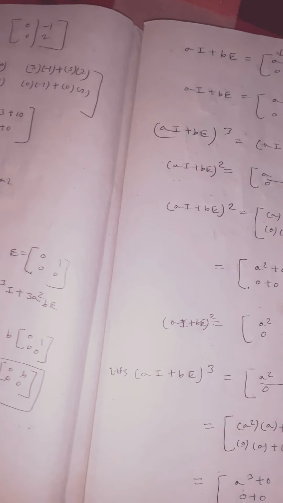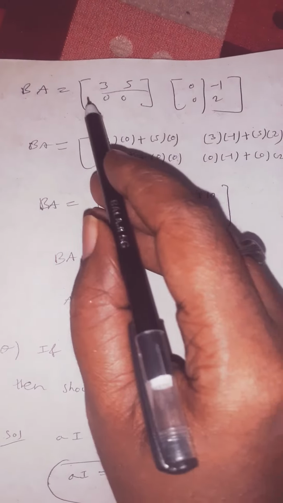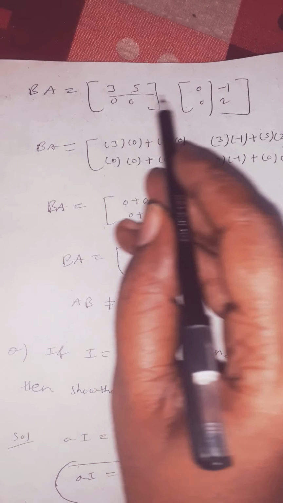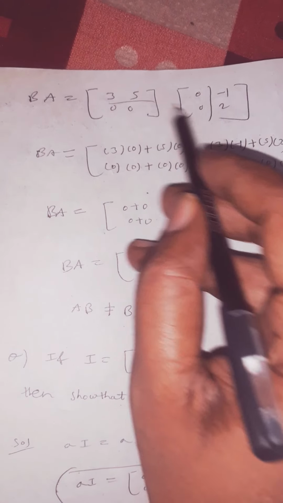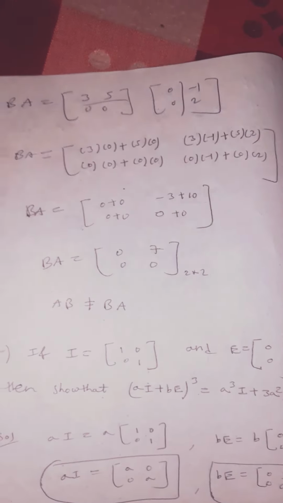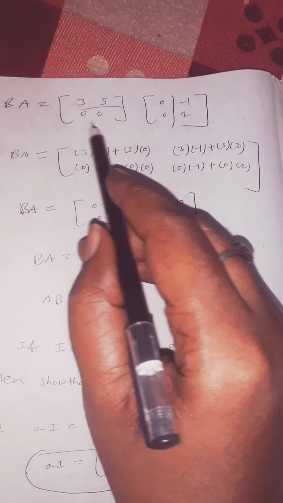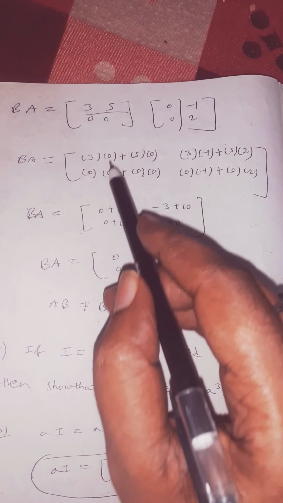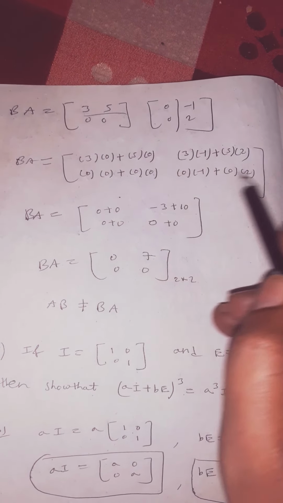But we have to check for BA also. So BA means take reverse. So here, row with column: first row with first column, 3 into 0 plus 5 into 0. Next, first row with second column: 3 into minus 1 plus 5 into 2. Second row with first column: 0 into 0 plus 0 into 0. Next, second row with second column: 0 into minus 1 plus 0 into 2.